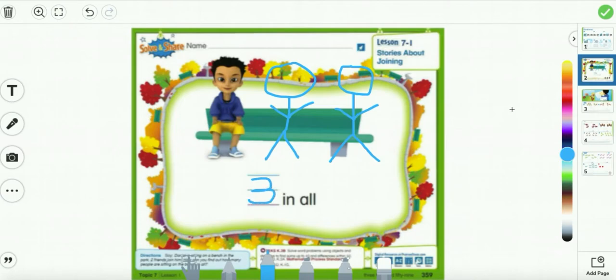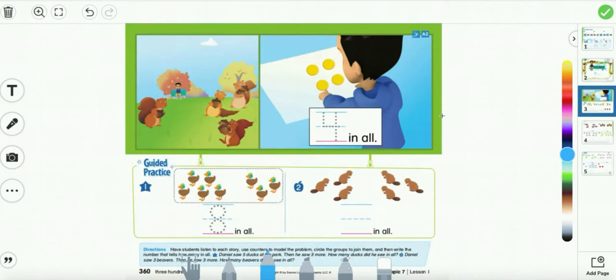Okay, let's go ahead and move on to the next page. Okay, so you're going to listen to the story. We're going to circle the groups to join them and then write the number that tells how many in all. So Daniel saw 5 ducks at the park. Then he saw 3 more. How many ducks did he see in all? So we have 5 and we see 3 more. We're going to be adding 5, 6, 7, 8. How many do we have in all? 8.